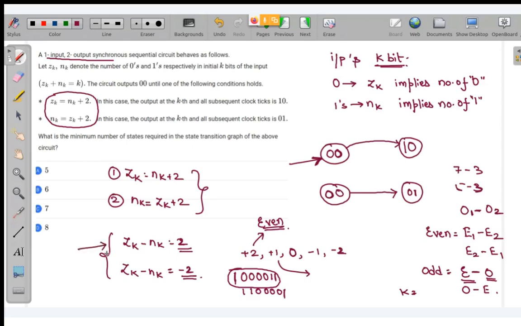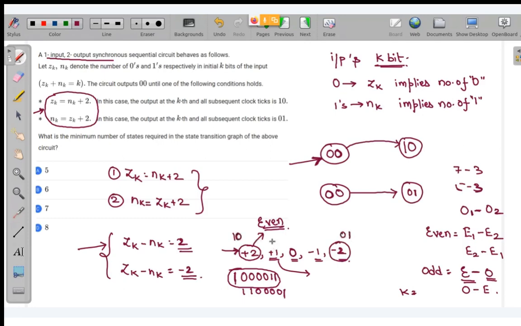So this decides the parity of the number of bits, and the difference in bits is also decided by these two equations. You can see that ZK minus NK can range from 2 to minus 2. Now, for representing these 5 states, I require 5 unique states. Two states have already been taken, this state and this state. These two states have been encoded as 10 and 01.